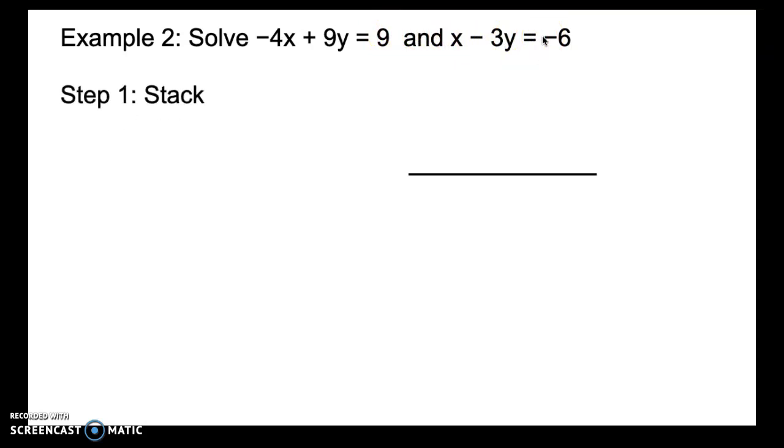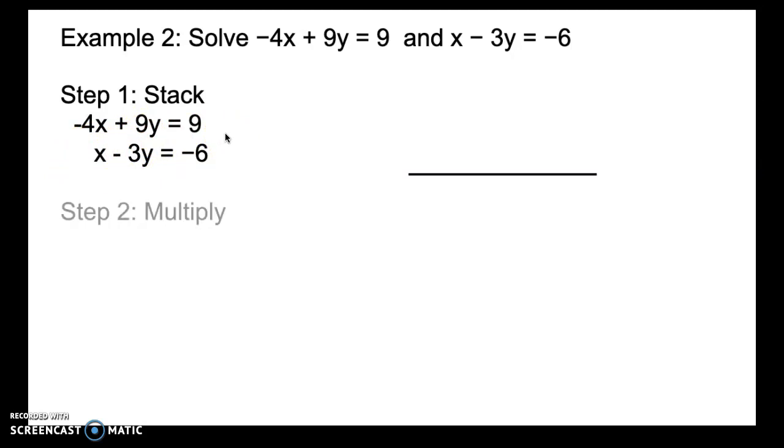So our first step is to stack them. Now notice how the x's don't have the same number in front of them and the y's don't have the same number in front of them. So we need to multiply the bottom equation so that either x has a 4 in front of it or the y has a 9. For some reason, I decided to do my 3 times 3 to get 9. You definitely can multiply by 4 as well.